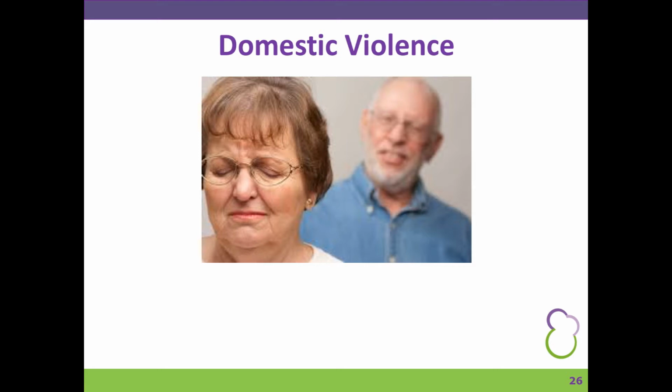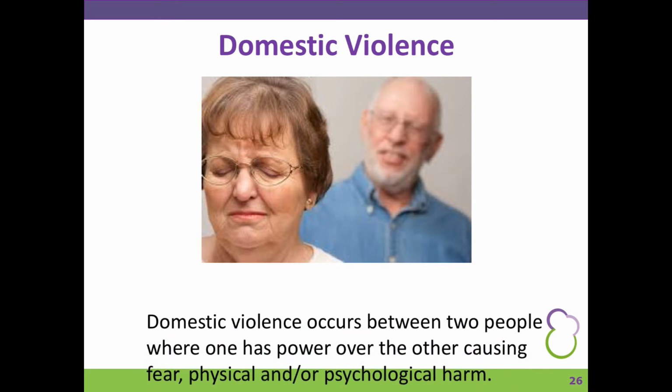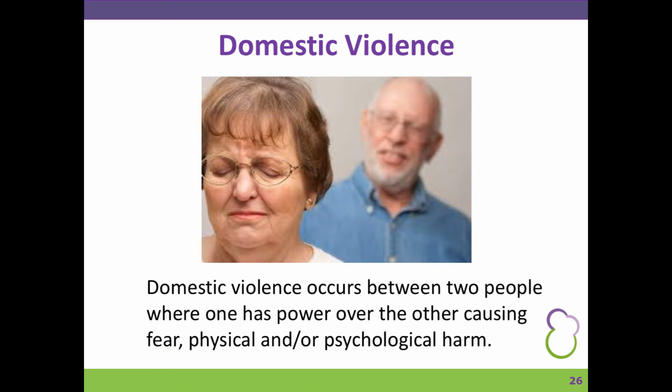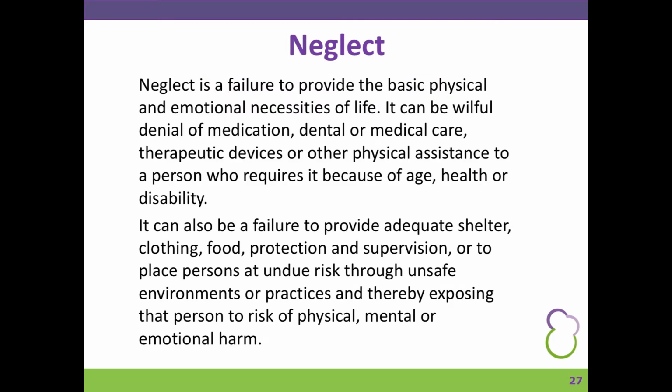Violence, abuse and intimidation perpetrated by one person against another in a personal, intimate relationship. It is partnership violence that includes violence perpetrated when couples are separated or divorced. Domestic violence occurs between two people where one has the power over the other, causing them fear, physical or psychological harm. The next type of abuse we're going to look at is neglect.